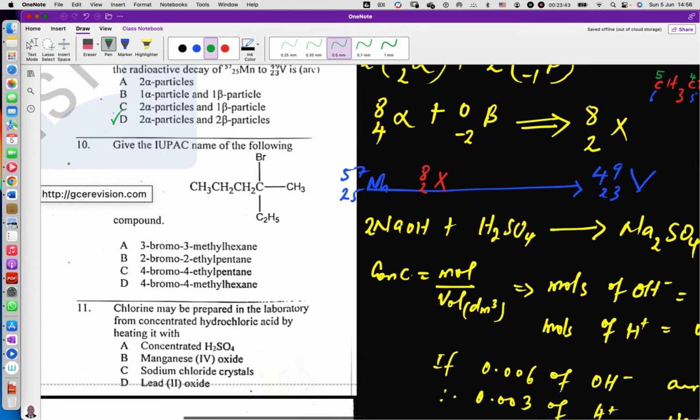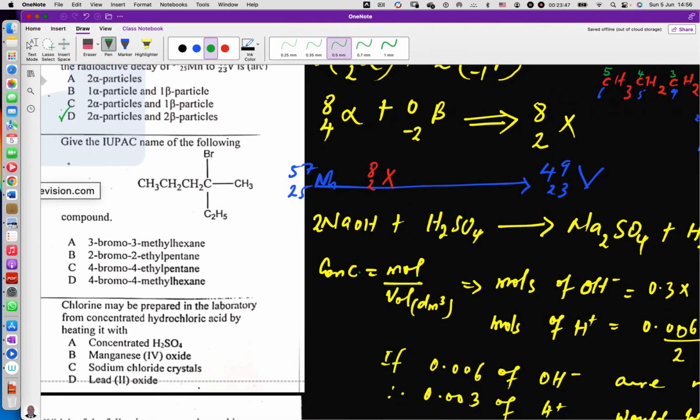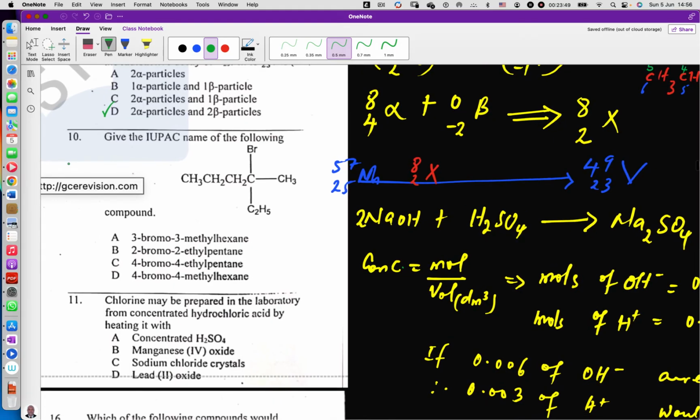Now, let's go again to naming of organic compounds. That is question number 10. Give the IUPAC name of the following. This is a structure that has been given. We have 1, 2, 3, 4. There are 4 carbon atoms here.